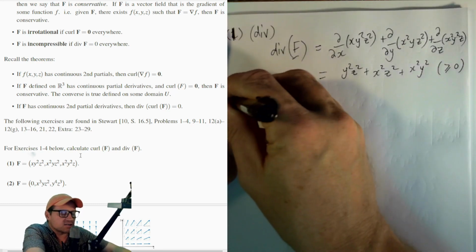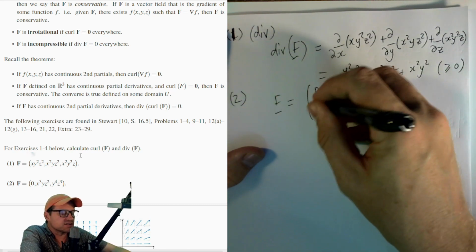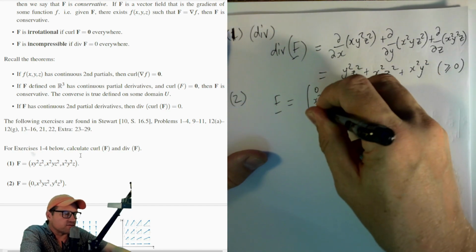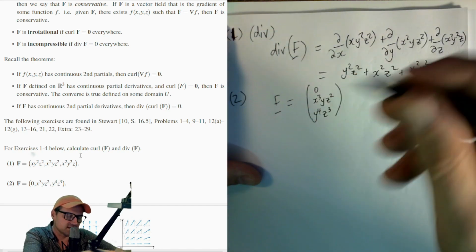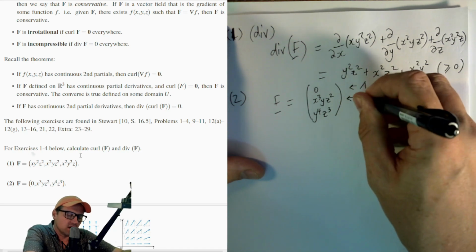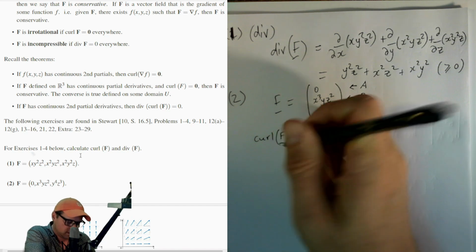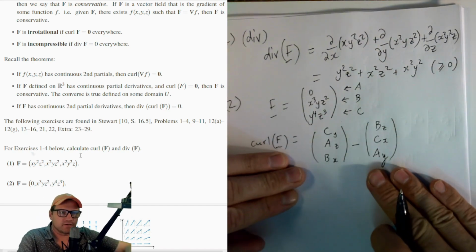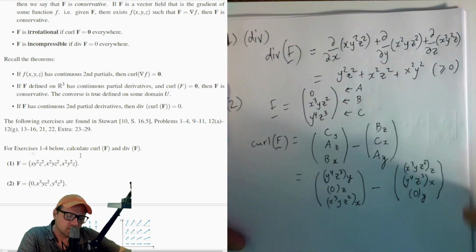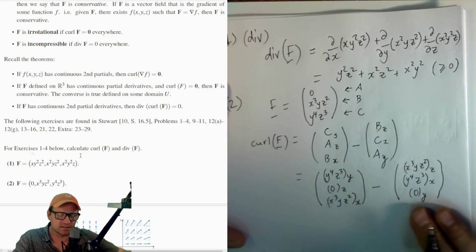All right, so now let's move on to question 2, where we have f equals the vector 0, x cubed y z squared, y to the 4th z cubed. And so our formula says, let's call this A, let's call this one B, let's call this one C. Curl of f is, okay, so here's our formula for curl. So let's sub in C, A, and B.